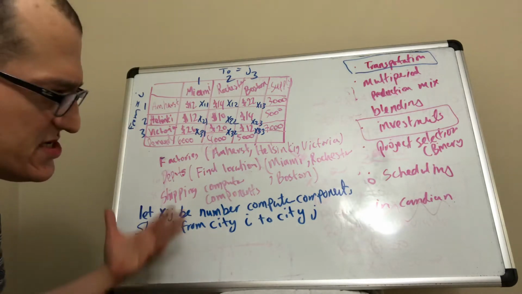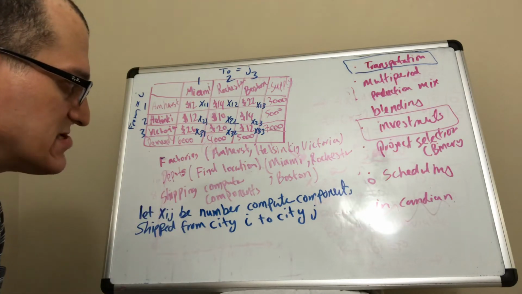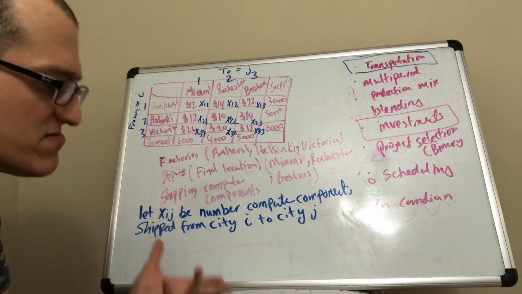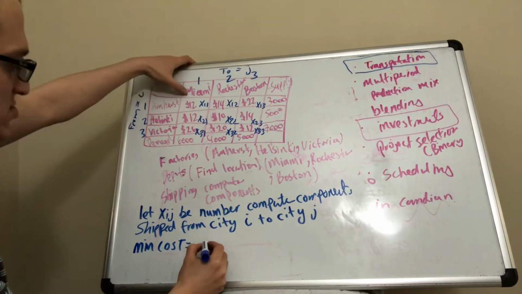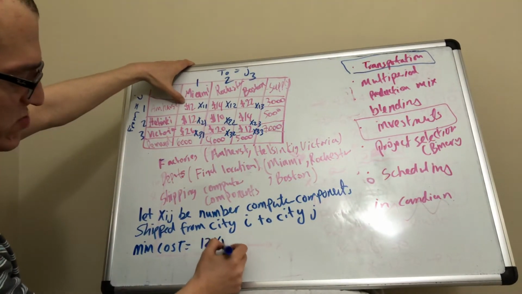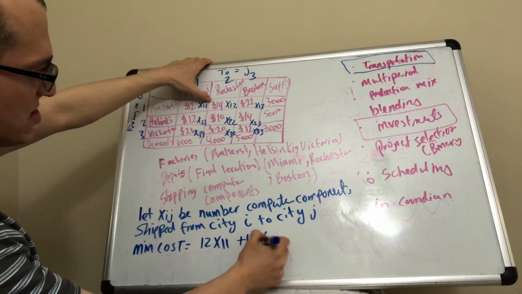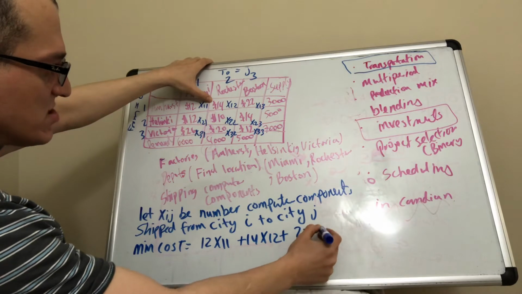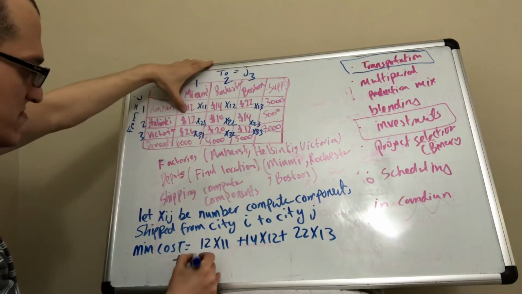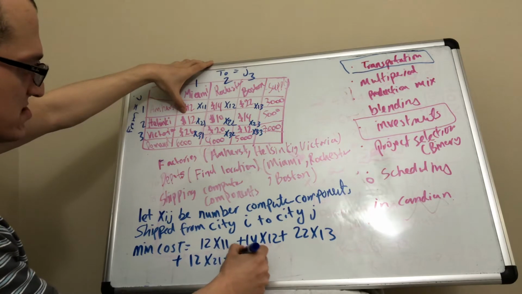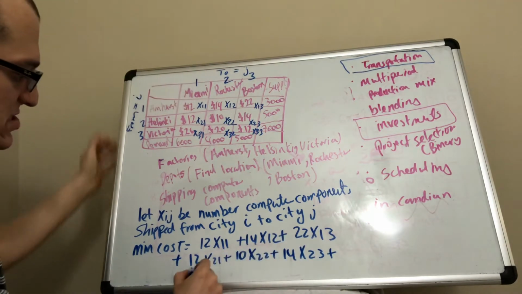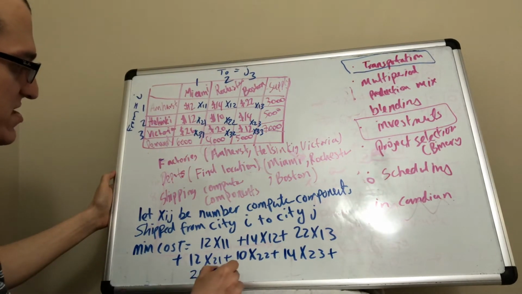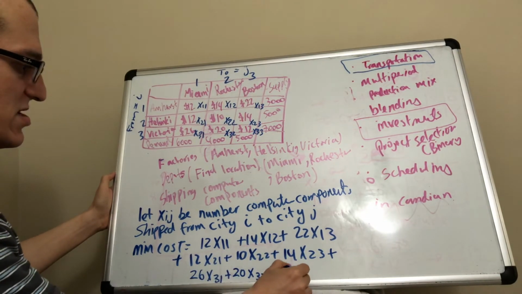The question, if you read it, is from the SAM practice exam, is to minimize cost. Minimum cost, it's $12 cost for every 1, 1. It's $14 cost for every 1, 2. $22 cost for 1, 3. It's $12 cost for 2, 1. It's $10 cost for 2, 2. It's $14 cost for 2, 3. It's $26 cost for 3, 1. It's $20 cost for 3, 2. And finally, it's $12 cost for 3, 3.